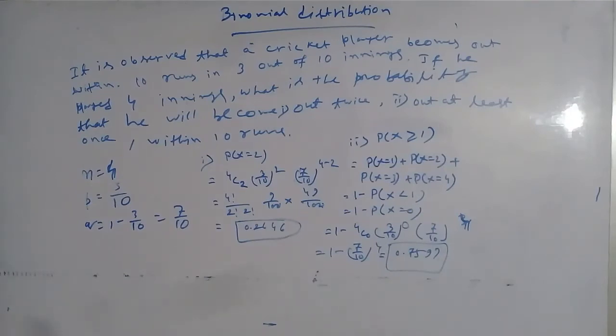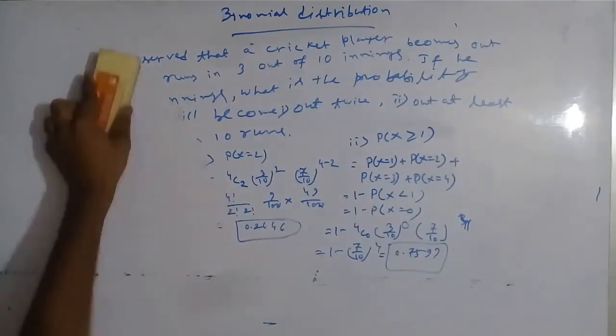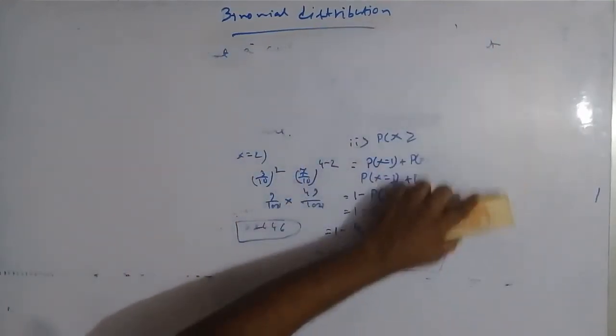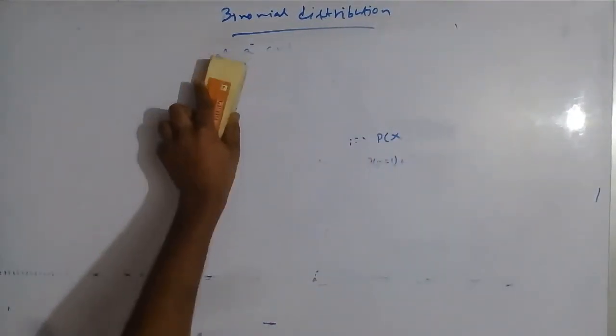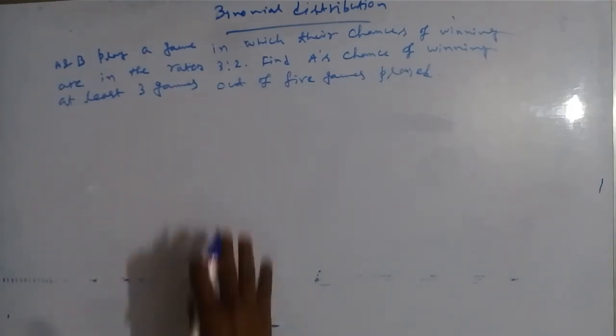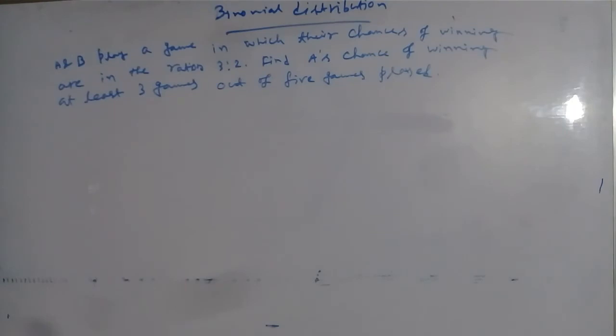Now I will give another example. So the second problem is: A and B are two players playing a game in which their chances of winning are in the ratio 3:2. We have to find A's chance of winning at least 3 games out of 5 games played.